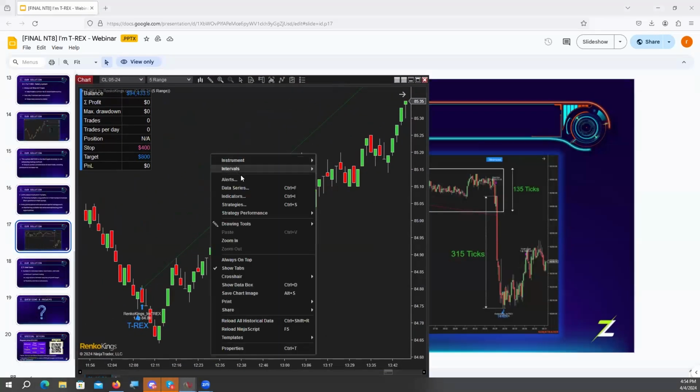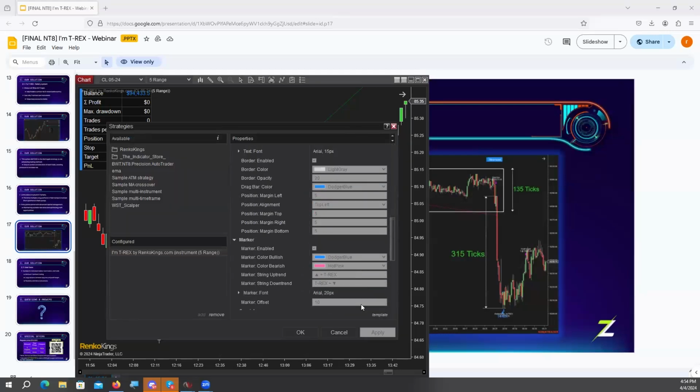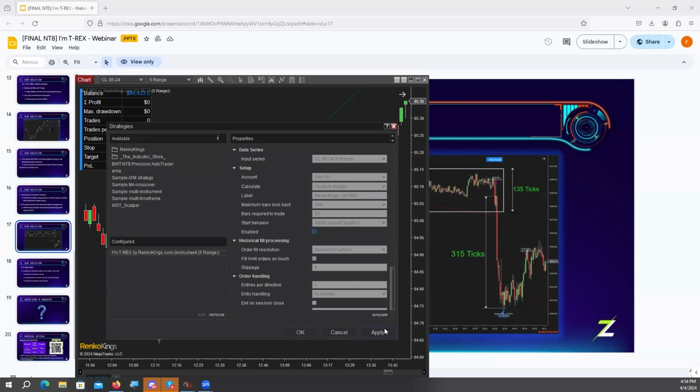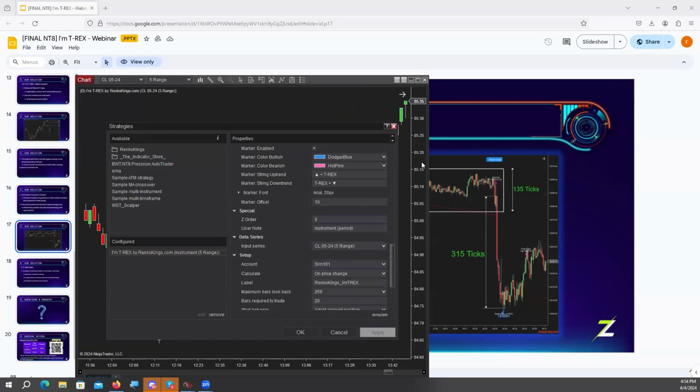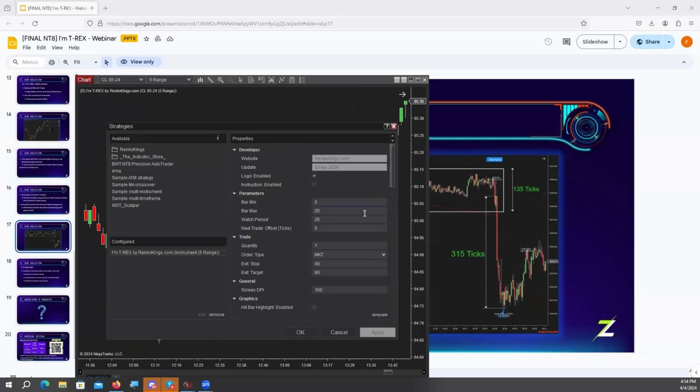Now, let's quickly talk about the settings. That's probably the most beautiful part about this. Let me just disable it here so we can see them better. Okay. There isn't too much to optimize. Everything is coded in. You can obviously optimize the target and the stop. You can optimize if you want a market order or a limit order. So this you have control over. But other than that, there is not much here to optimize.